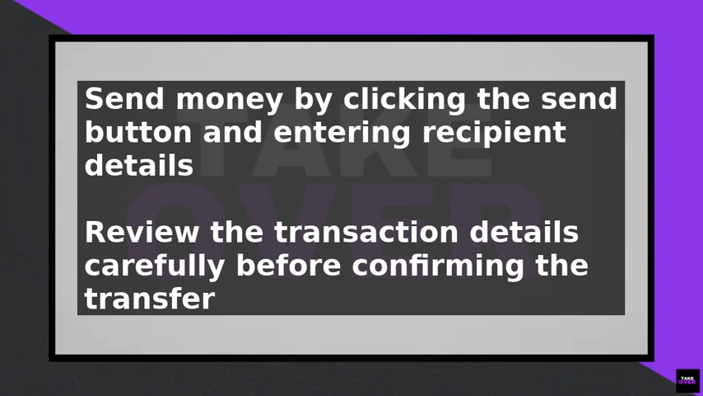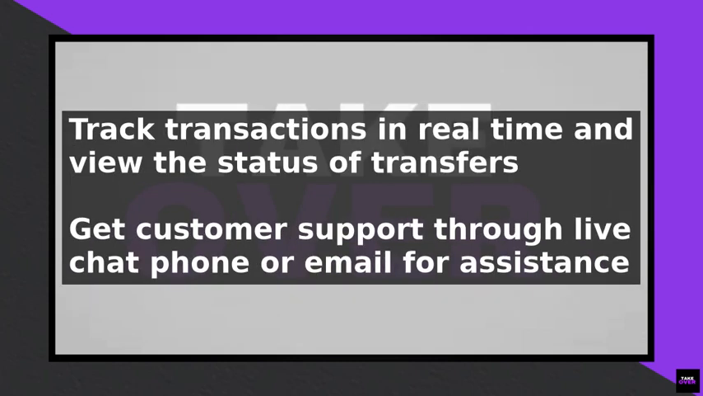To receive money, the recipient will need to provide you with their Ria Money Transfer reference number. You can then use this number to track the status of the transfer and pick up the cash at a local Ria agent location. It is essential to ensure that you are sending money to a trusted recipient and that you have a clear understanding of the fees and exchange rates associated with the transfer.